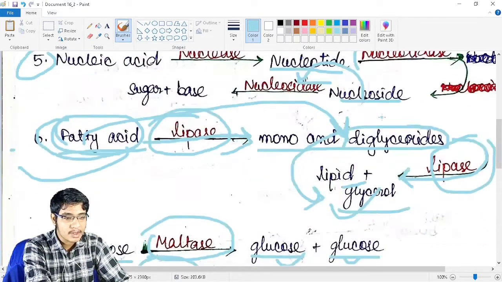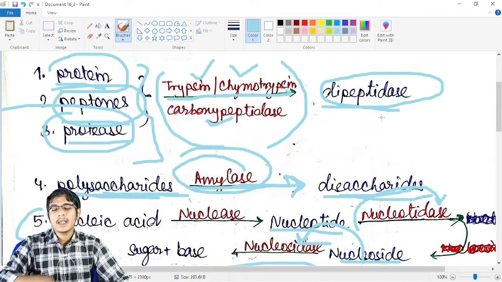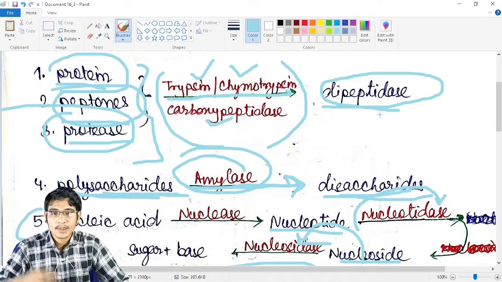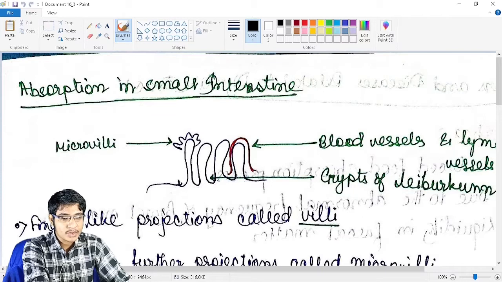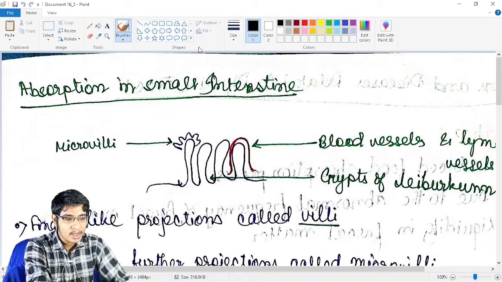Okay, so this was our second page. Next, let's go to our third page. Welcome back. This is our third page of today's lesson. So in this third page, let us have a glance at what we have here.